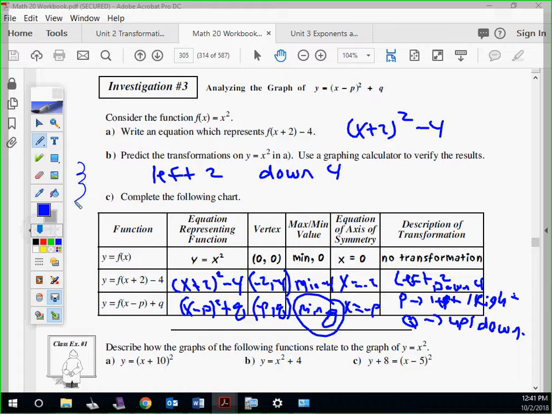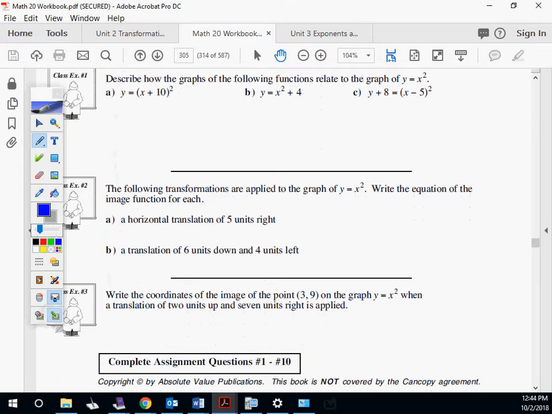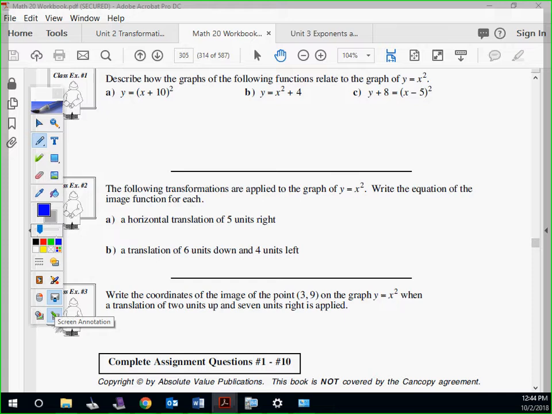Okay, so let's do some examples and we're done here. We've got this set of examples. We'll call it good. Describe how the graphs of the following functions relate to the graph y equals x squared. So let's just pop around. Miller, what is the first one doing? Yep, left 10, that's it. Thank you. Left 10, that's all. Okay, Emily, what do you think B is doing? Up 4. It's outside the x squared, guys. Outside the x squared is up and down.